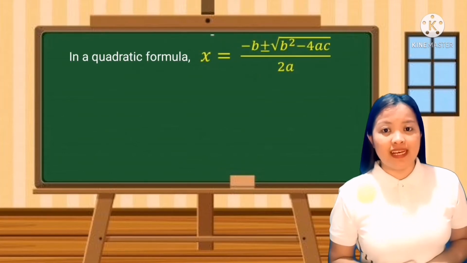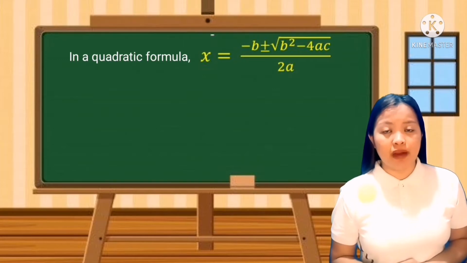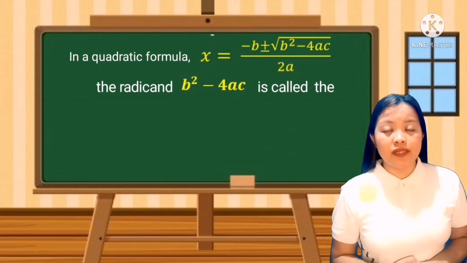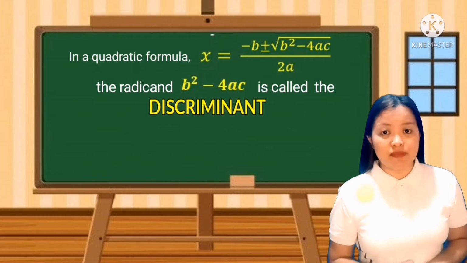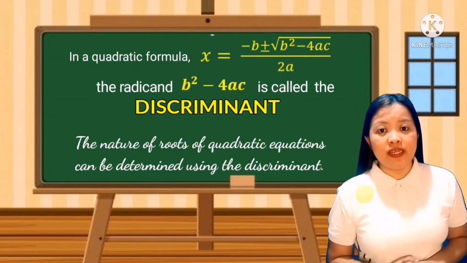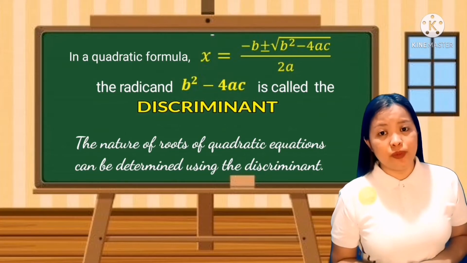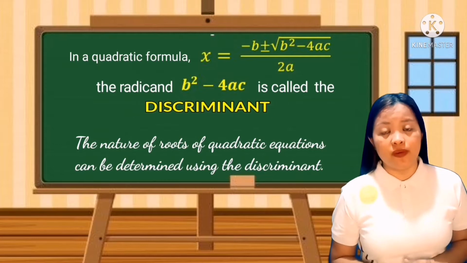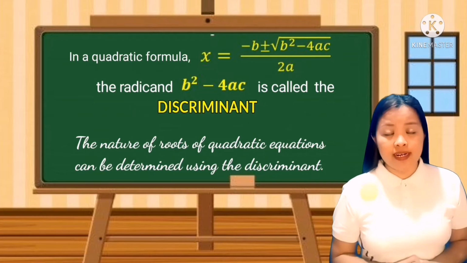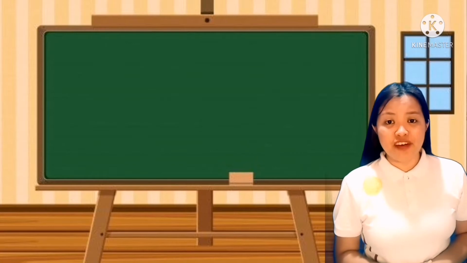In the quadratic formula, x is equal to negative b plus or minus the square root of b squared minus 4ac, all over 2a. The radicand b squared minus 4ac is called the discriminant. The nature of roots of a quadratic equation can be determined using the value of the discriminant. It can be 0, positive and perfect square, positive but not perfect square, or negative. Let us study the following concept.